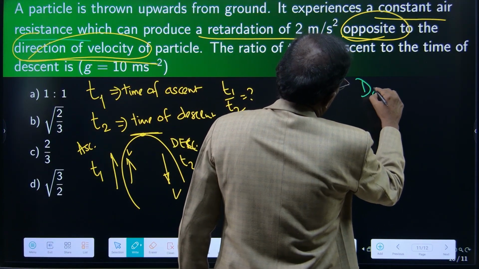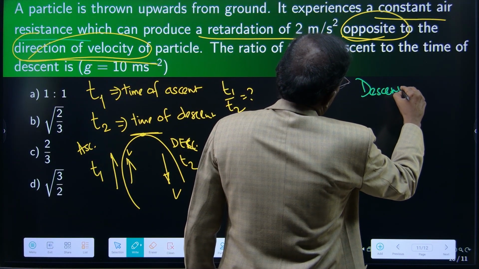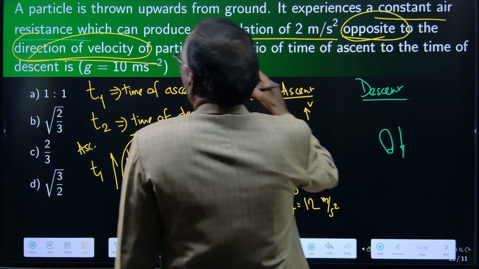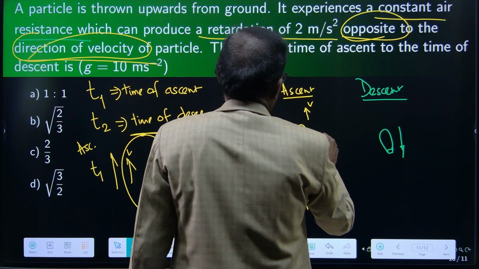Then for the descent, the balloon is going, the particle, not the balloon. This is the particle.